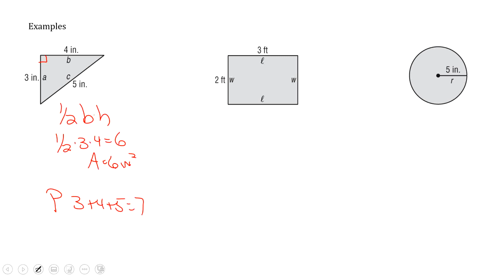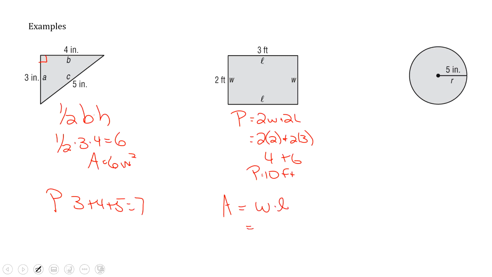Second one is our rectangle. The perimeter of a rectangle is 2w plus 2l. So my width is 2 times 2. My length is plus 2 times 3. So I end up with 4 plus 6. So my perimeter here is 10 feet. Area is just width times the length. So my area is going to be 2 times 3, or 6 feet squared.